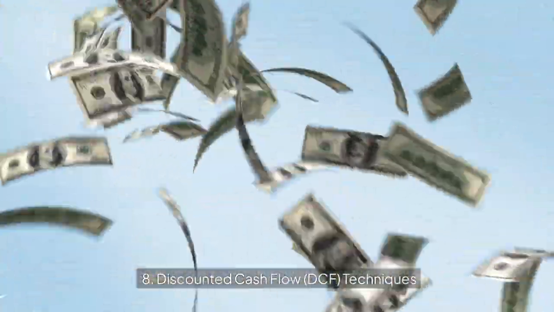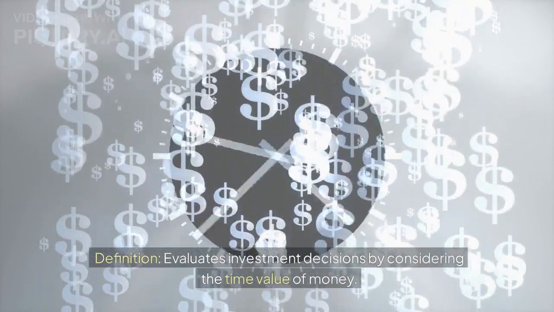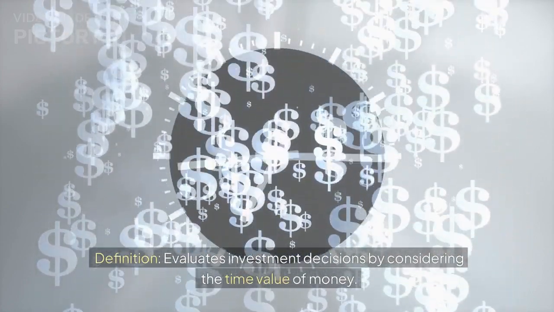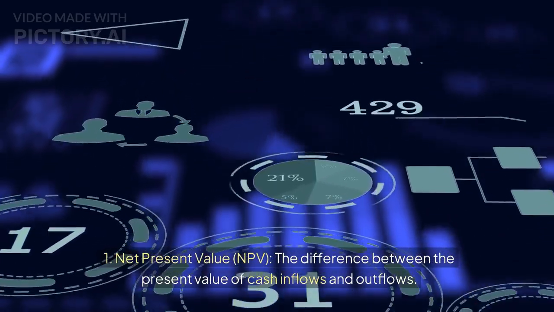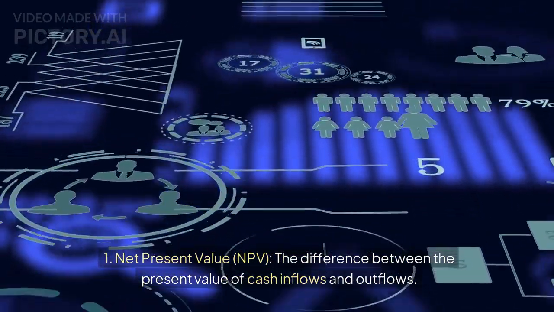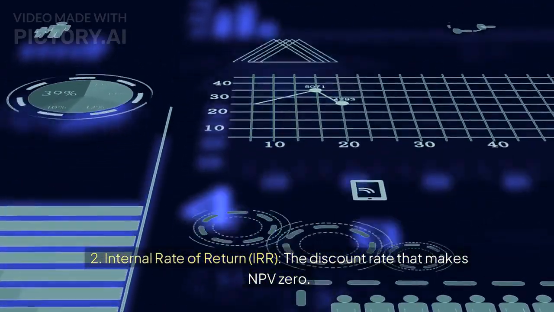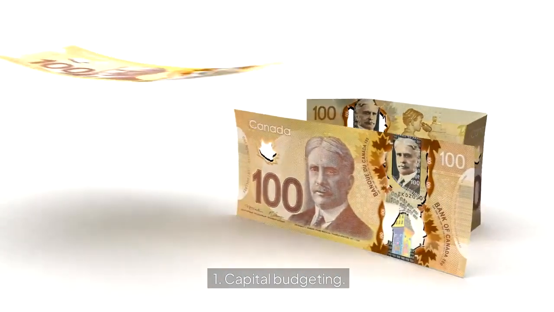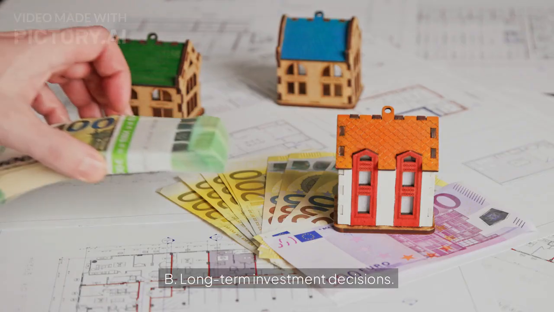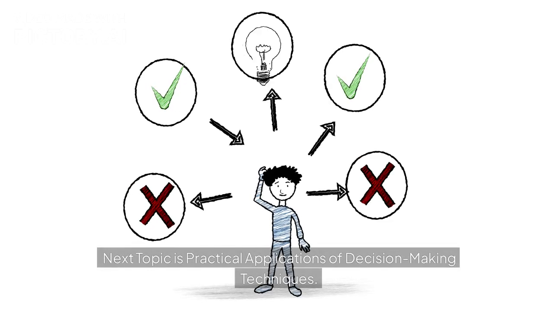8. Discounted cash flow, DCF, techniques. Definition: evaluates investment decisions by considering the time value of money. Key techniques: 1. Net present value, NPV: the difference between the present value of cash inflows and outflows. 2. Internal rate of return, IRR: the discount rate that makes NPV 0. Applications: A. Capital budgeting. B. Long-term investment decisions. Next topic is practical applications of decision-making techniques.